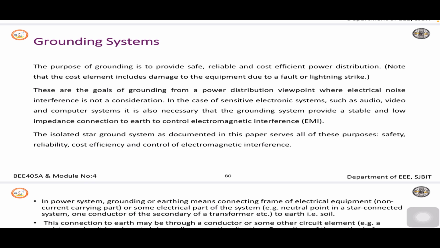So what happens whenever there is a fault? Immediately all the electrical energy is discharged through the ground to the earth surface. Now by doing so, what will happen? It will protect the equipment and also the human beings. So this is the meaning of ground.